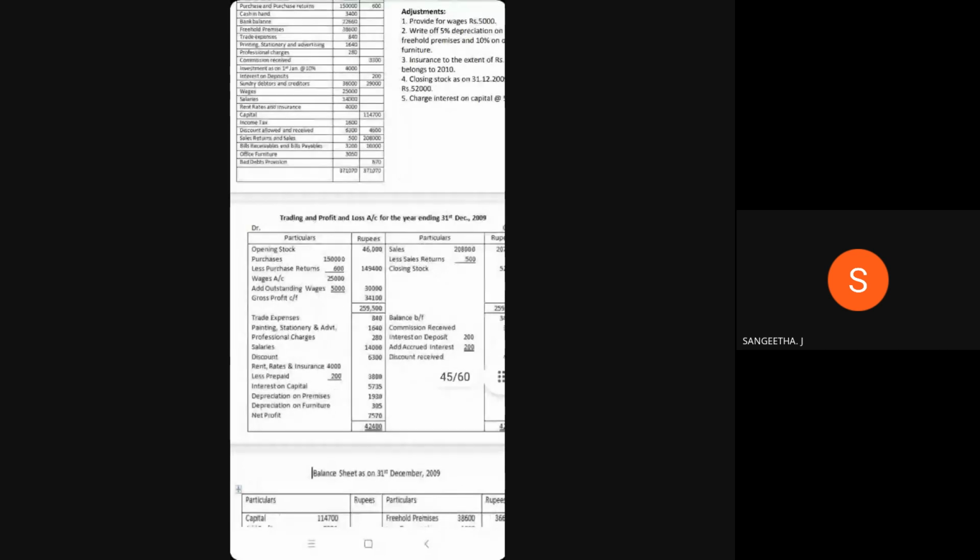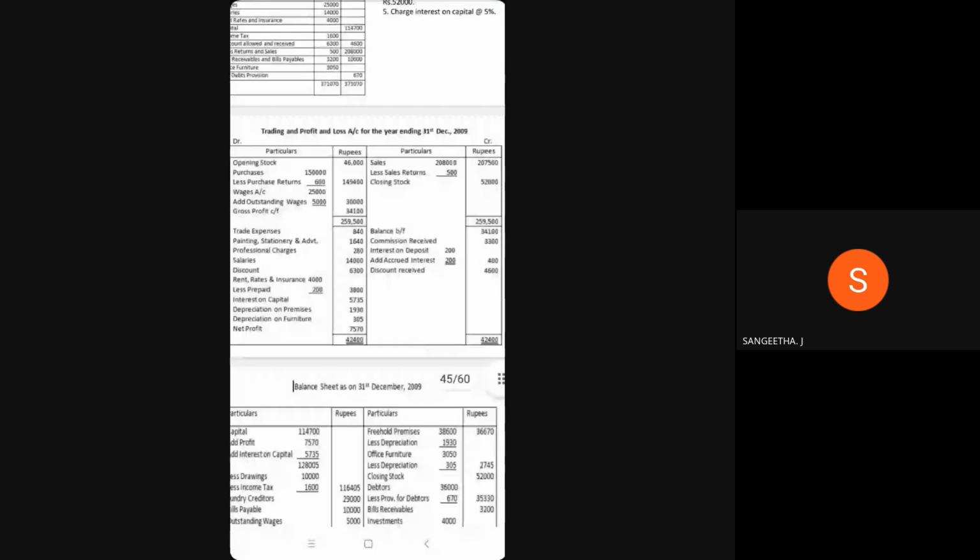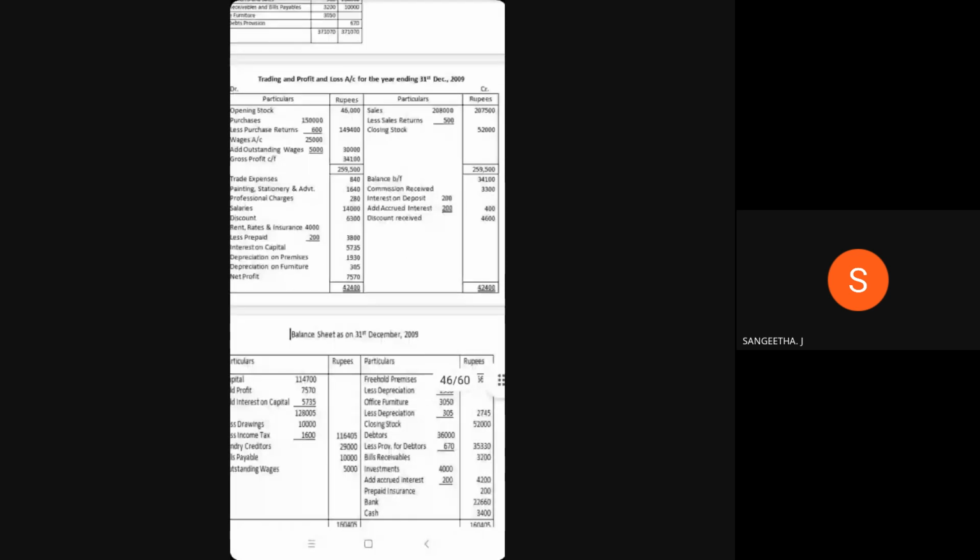Then debtors, you have to see what is given. 36,000 is given for debtors in the trial balance. Debtors minus, you see your provision for debtors. Provision for debtors is given in your trial balance. You have to deduct it and write the net amount. Then you have to write other current assets, that is bills receivable. Then investments. While writing investments, 4,000 is given in your problem.